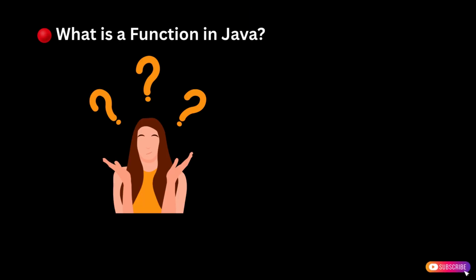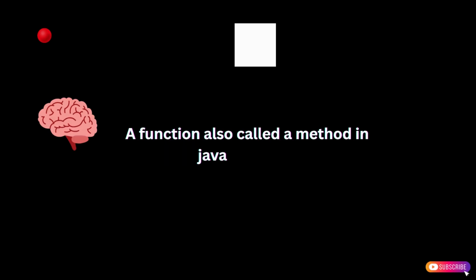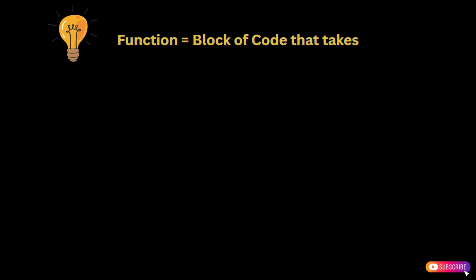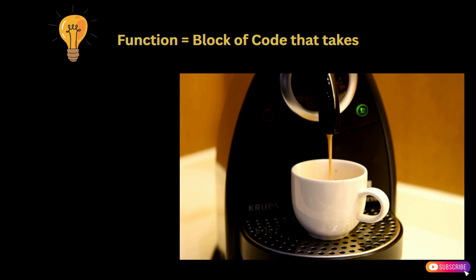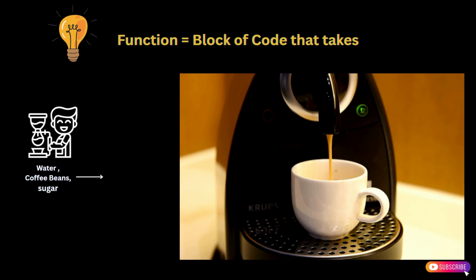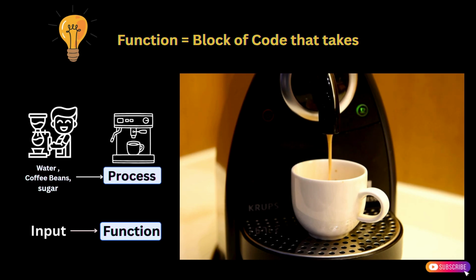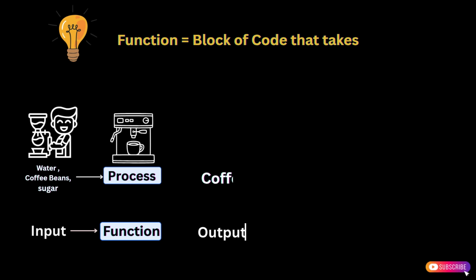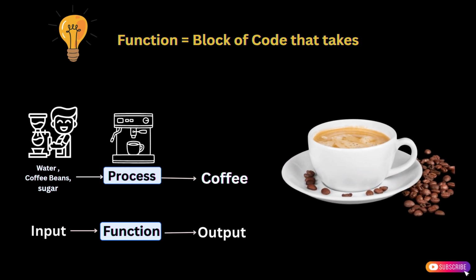What is a function? A function, also called a method in Java, is a block of code designed to perform a specific task. Now imagine a coffee machine. You give it water, coffee and sugar. That's your input. It processes all of that and gives you a hot cup of coffee, the output. That's exactly how functions work.